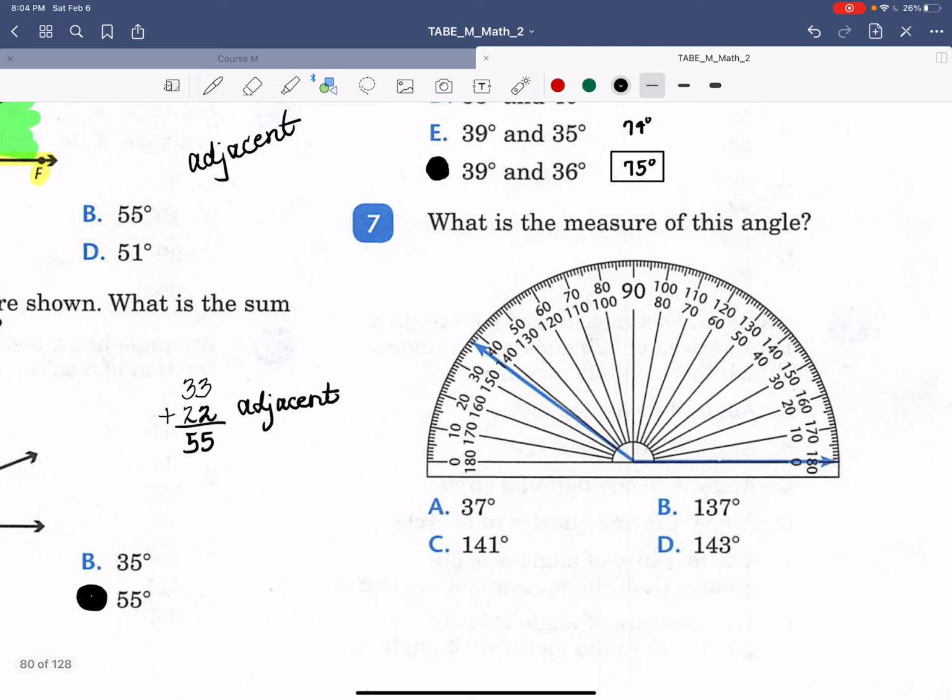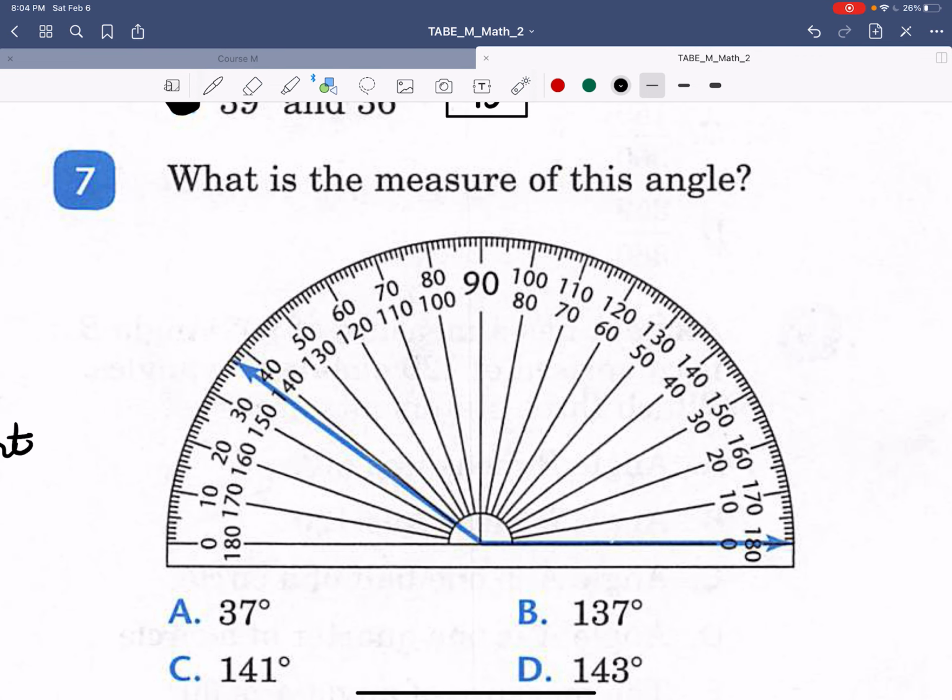Number 7. What is the measure of this angle? So again, they're showing me a protractor. There's one of the rays, and there's the other. And it's this one that goes through 0. So here's 0. We're using that bottom scale. So if you follow that bottom scale all the way around to the other ray, there's 140, and it looks like it goes maybe to 143.